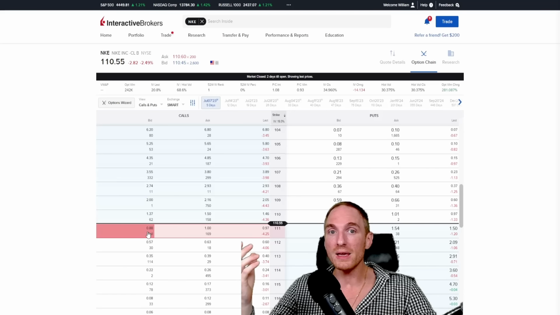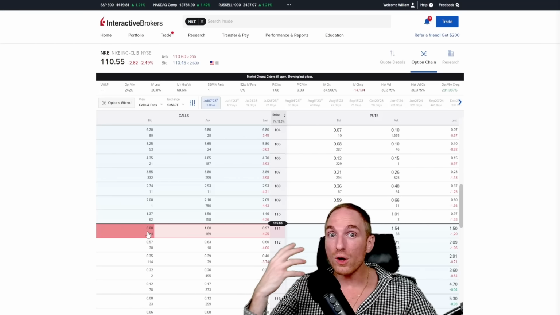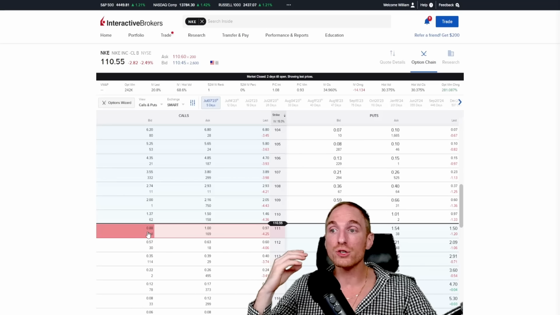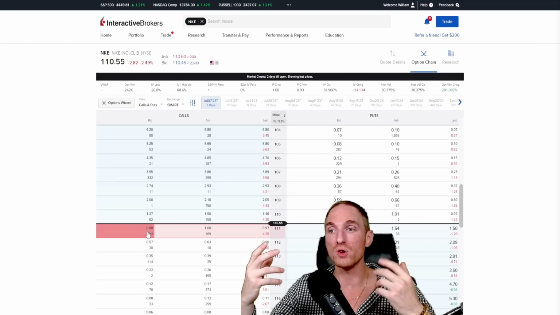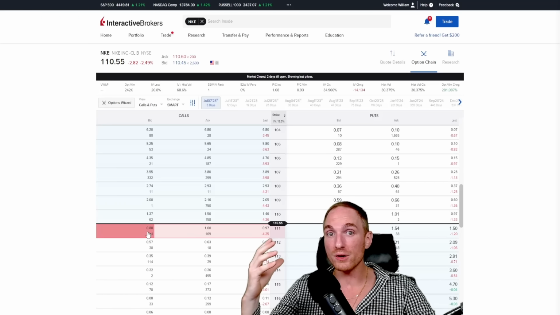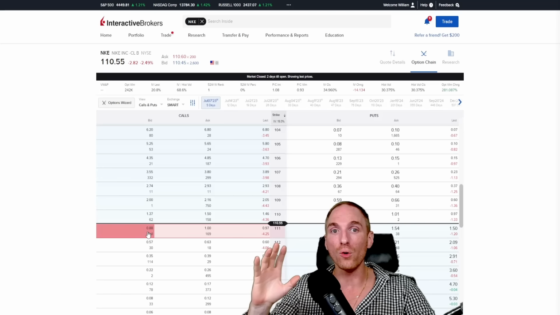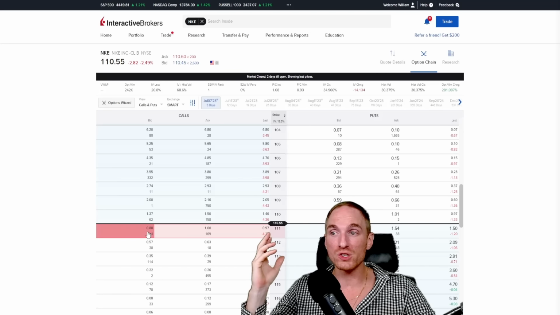So you've made money writing puts. You got assigned the shares and then you wrote calls and then the shares got called away from you at the end of the week. So you pocketed premium writing puts to get the shares. And then you pocketed premium when you were looking to get rid of the shares, getting them called away. So that's basically how the options wheel works, guys.